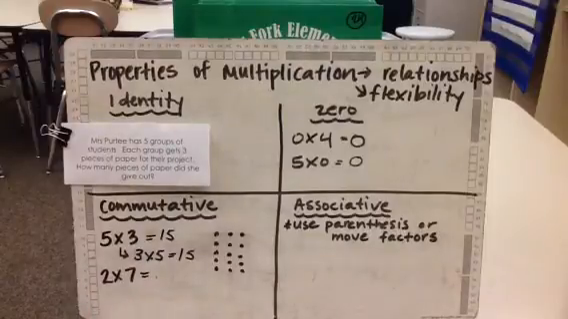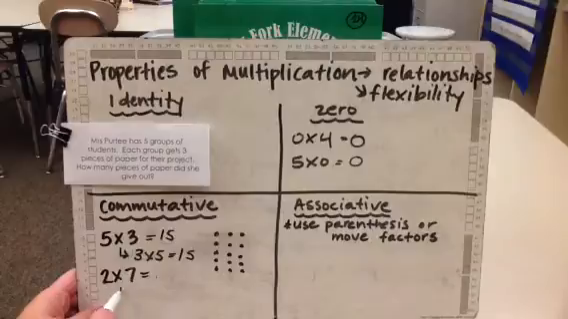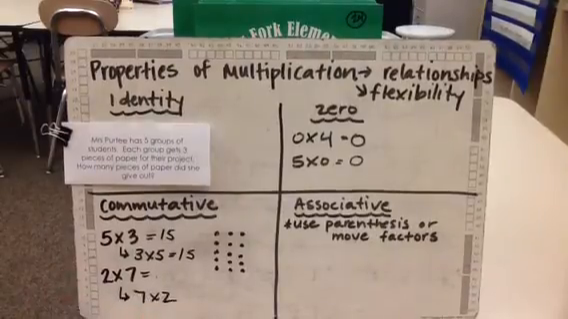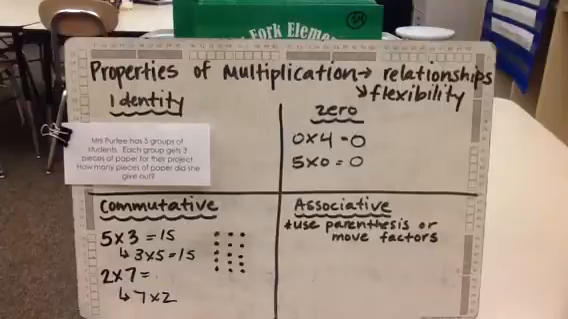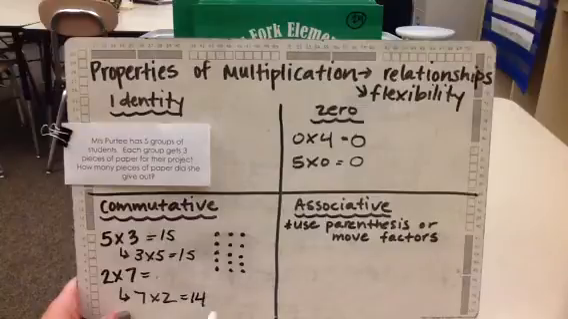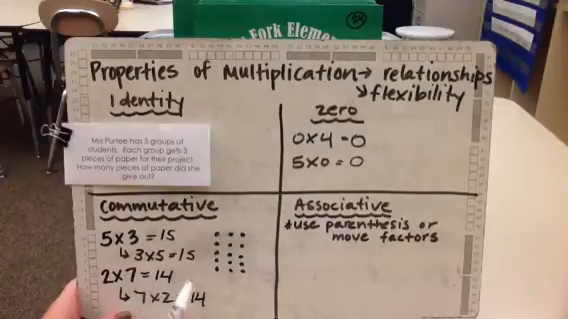So 2 groups of 7. Well, I like to count by 2s. So I would rather move it to 7 groups of 2. And then I can just count by 2s. 2, 4, 6, 8, 10, 12, 14. So I know that 7 groups of 2 is 14, which then I can trust that if it's the same factors, I'm going to get the same product.